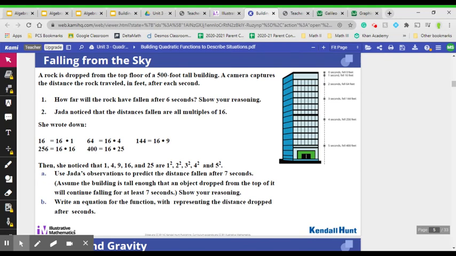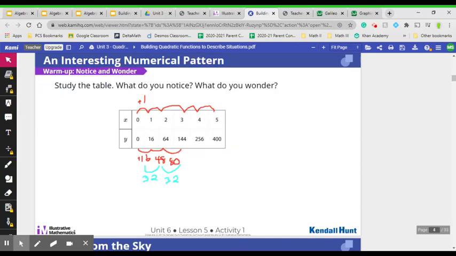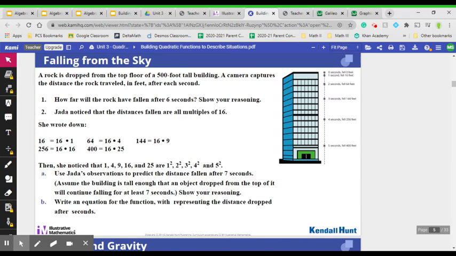So in this first example, if you look over to the right-hand side, we have a rock being dropped off the top of a 500-foot tall building. And you can see that after 0 seconds, it fell 0 feet, and then how far it fell after 1 second, 2 seconds, 3 seconds, 4 seconds, 5 seconds. And you can see how long they've been falling for. So that's some similar numbers to the table we just looked at.